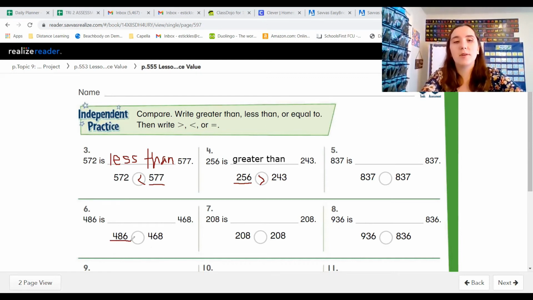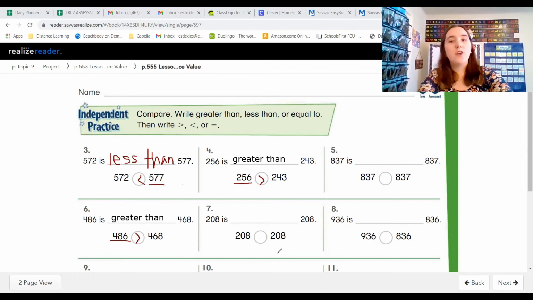486 would be the bigger number. So we're going to say 486 is greater than 468, and then we have to draw our symbol pointing towards 486, so the greater than symbol. You're going to do number 7 by yourself.